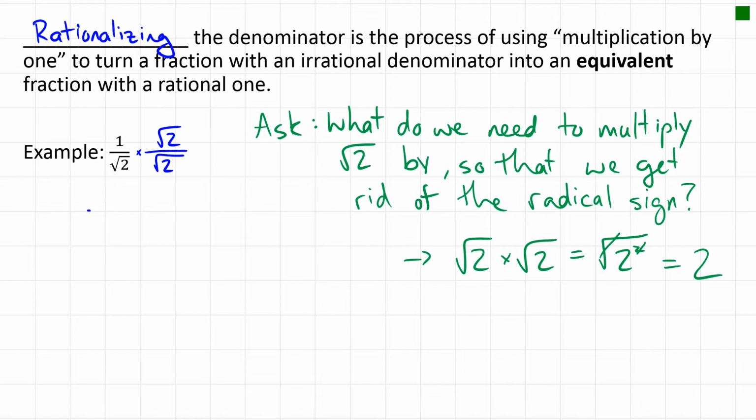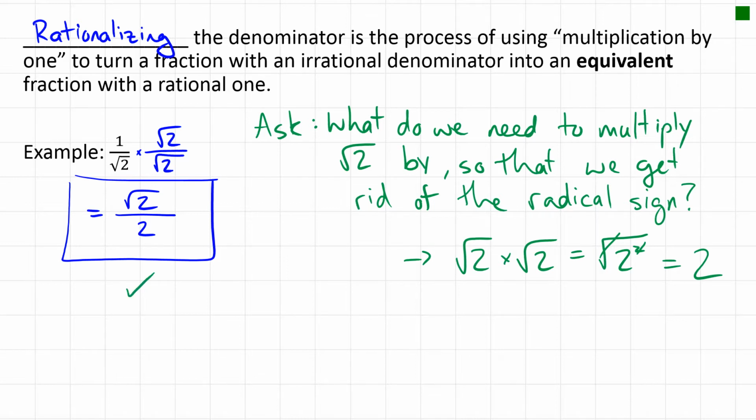And when we do that, we're going to get 1 times the square root of 2, which is just the square root of 2, over the square root of 2 times the square root of 2, which we just showed, is equal to 2. So 1 over the square root of 2 is equivalent to the square root of 2 over 2. So this is what we call rationalizing the denominator. And this is the way we want our final answers in this class to look.